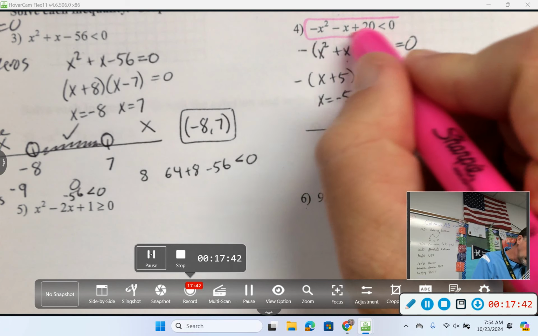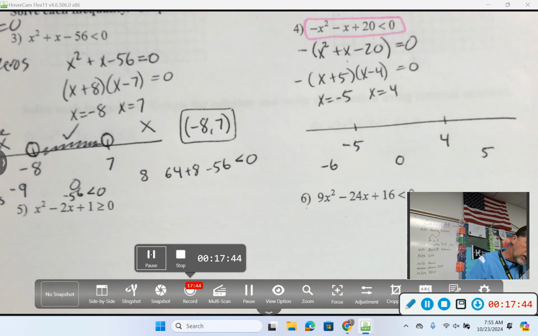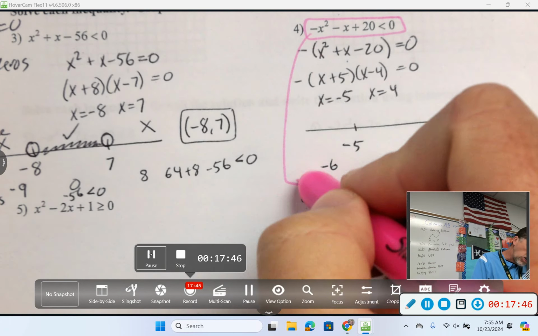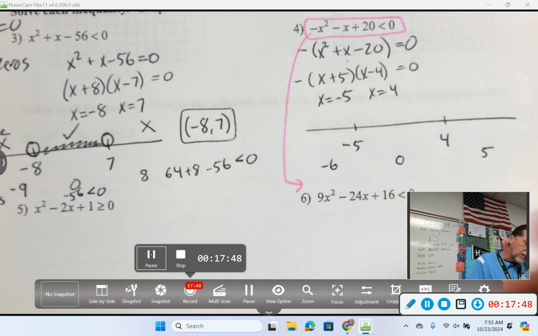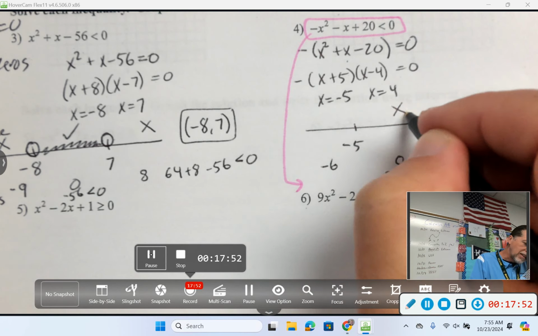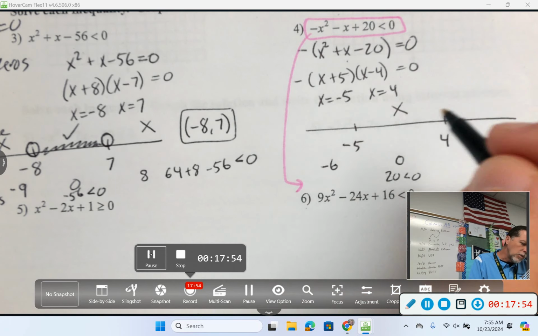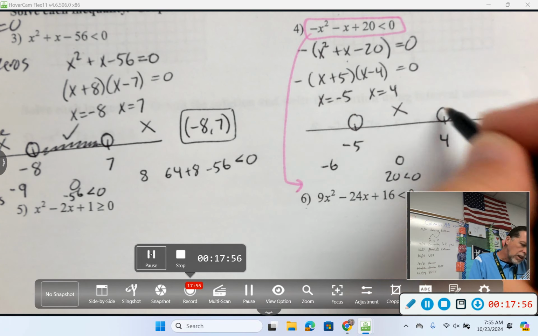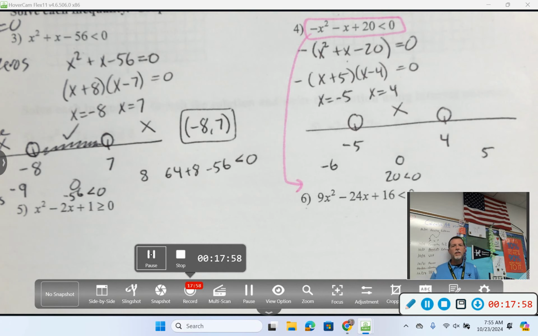And you plug in 0 or any of those. 0 does not work, right? Because you get 20 is less than 0. So is it anything between there? That's right. That means anything in that interval won't work. The 5 also probably. Does 5 work?